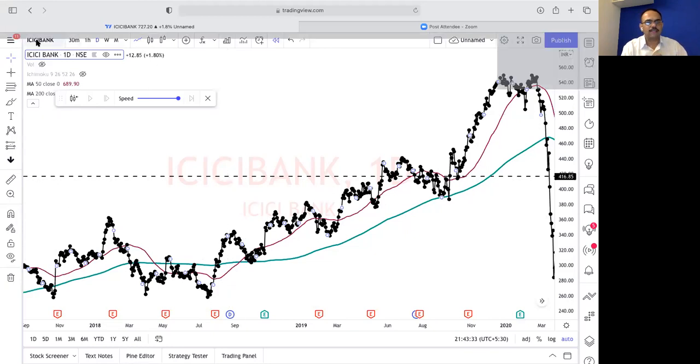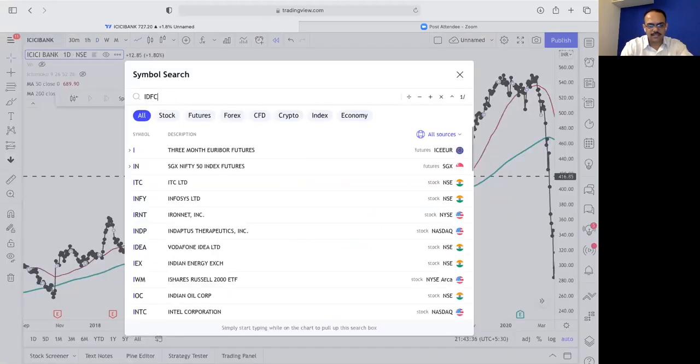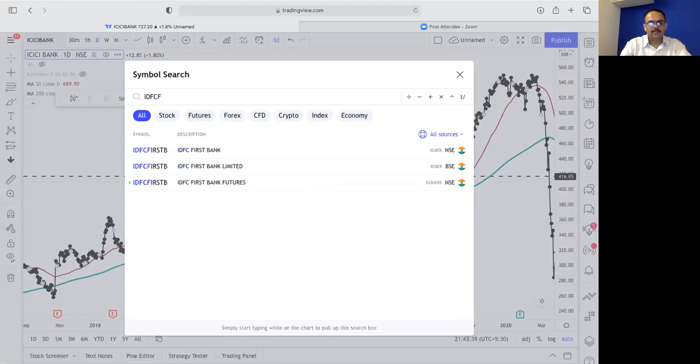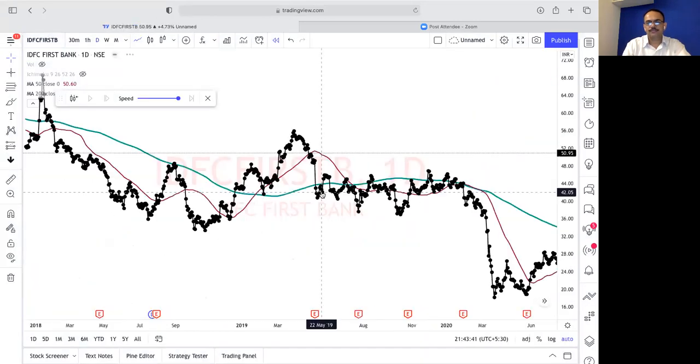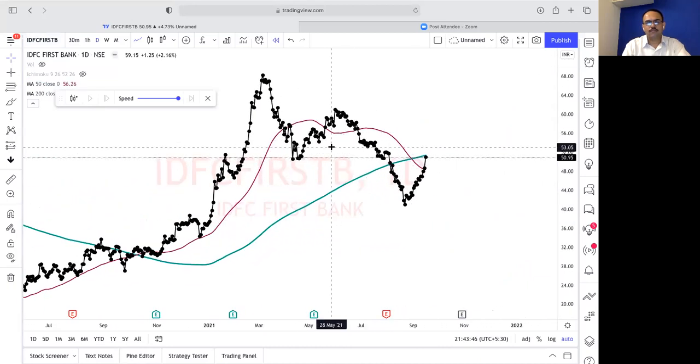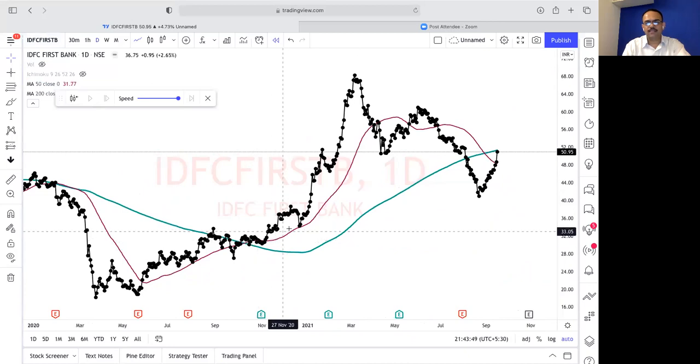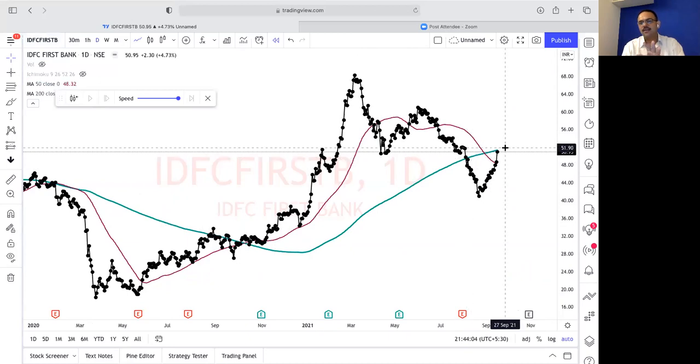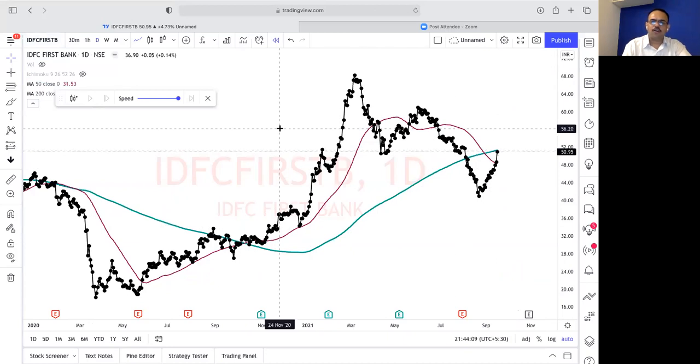So let's take IDFC First Bank, as there was a request for it. See, now it has gone down below both. If you are using the 50-day moving average, you would enter somewhere here, exit here, enter here, exit here with some small losses, and you would have entered here right now. With the 200-day, enter here, exit here, and still waiting whether to enter or not. So it will work on all good stocks.